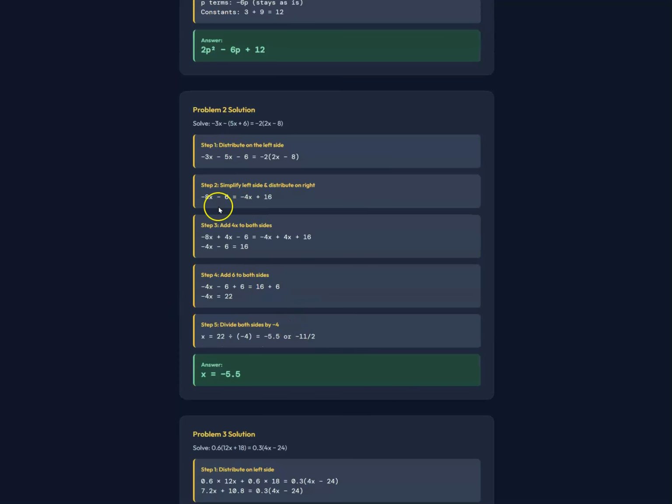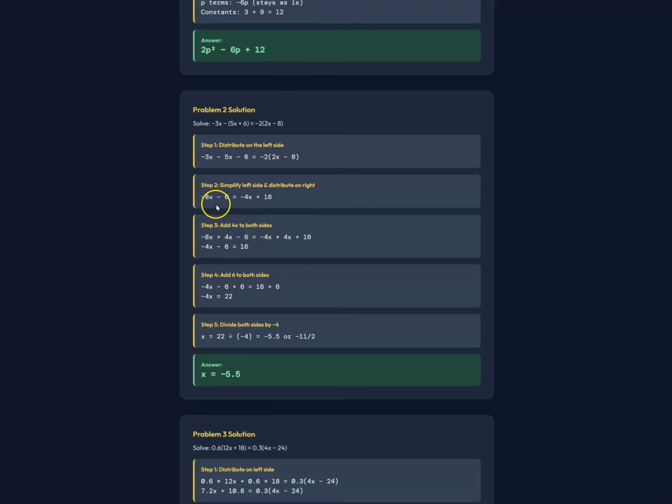Taking a look at our second problem, what we typically would want to do is move all of the x's to the left and everything that's not an x to the right. So here, if we wanted to distribute, first we have our negative 3x minus 5x minus 6, since it was in parentheses, and that's going to be equal to negative 2 times 2x minus 8. Now if we simplify that left side, we're going to then distribute to the right. So the left side we have negative 3x minus 5x is negative 8x minus 6. And the right side we have now negative 2 times 2x is negative 4x. Negative 2 times the negative 8 is positive 16.